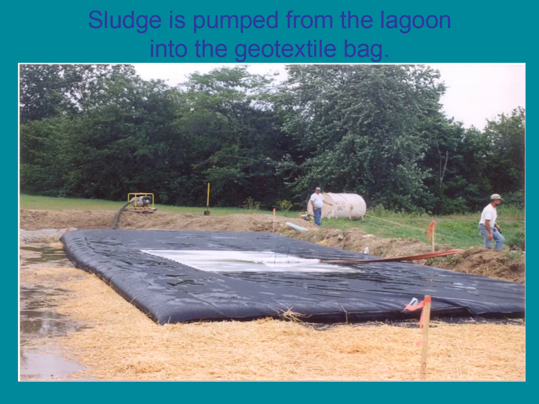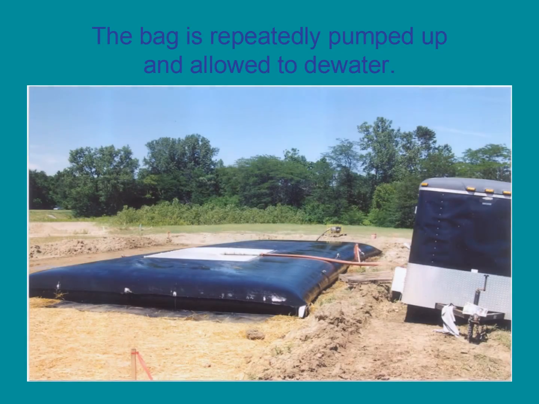Sludge is pumped from the lagoon up to the bag staging area. The flocculant is mixed with the sludge just prior to it running through the flocculator and into the bag. In this case, the polymer mixer and flocculator are set up in a heated utility trailer. The bag is repeatedly pumped up and allowed to dewater until it's full.